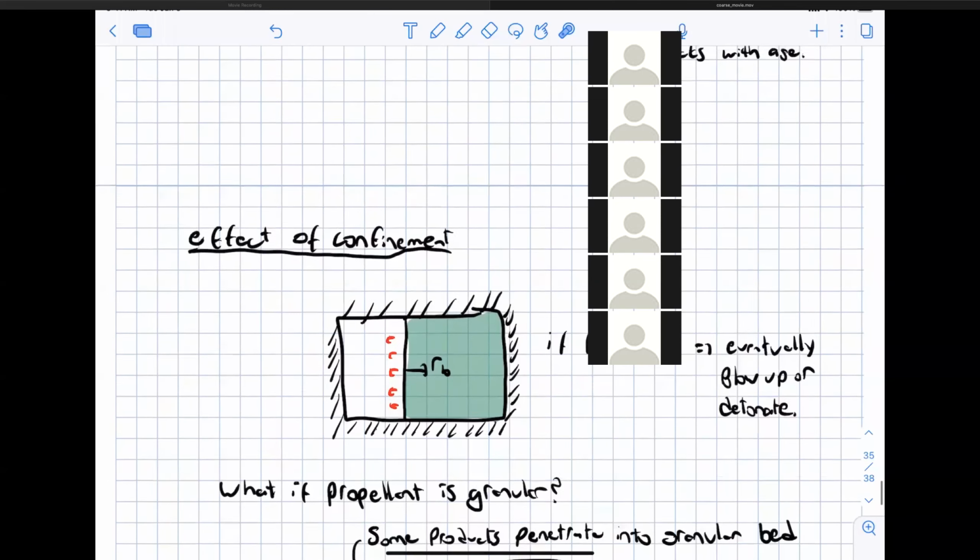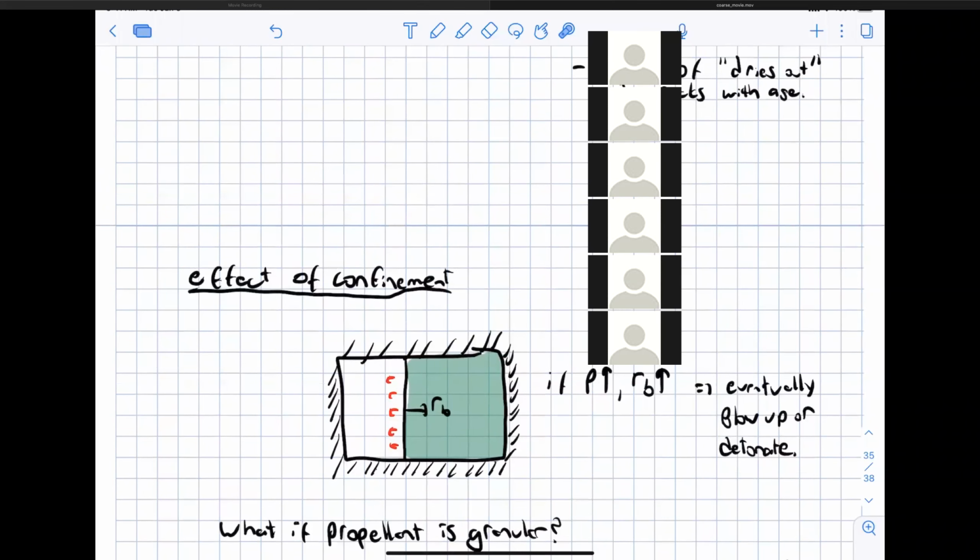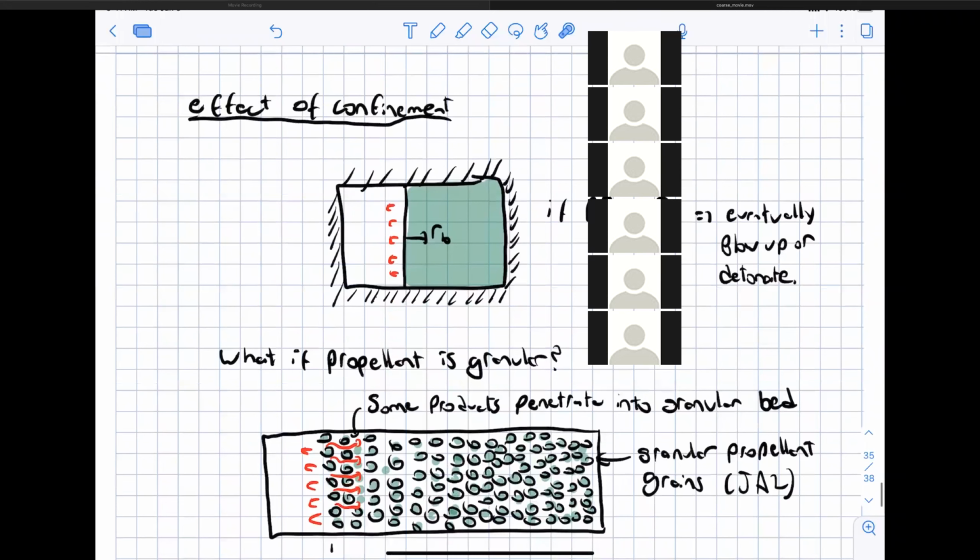So, the last thing I'm going to get into before we start to transition to multi-phase combustion is something that involves multi-phase combustion of propellant grains. And that's the effect of confinement. Say we have a closed volume and we have a chunk of solid propellant and we just light up the propellant.